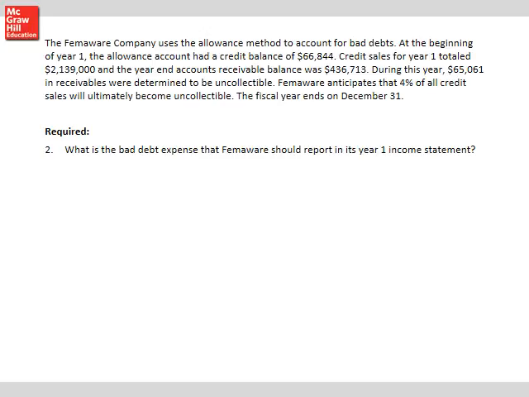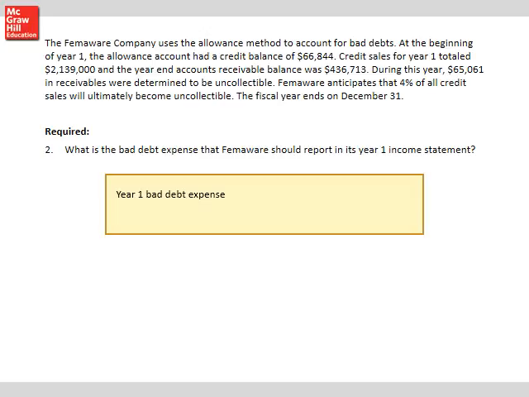Okay. They had credit sales for the year times 4%. So they had credit sales of 2,139,000 times 4%, and that's going to equal 85,560.